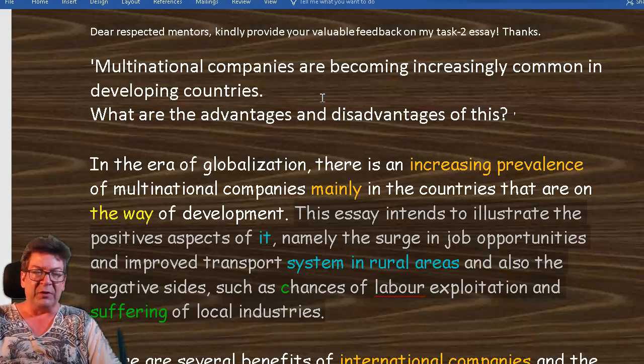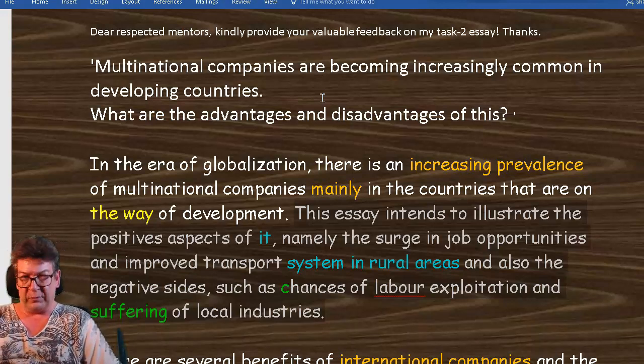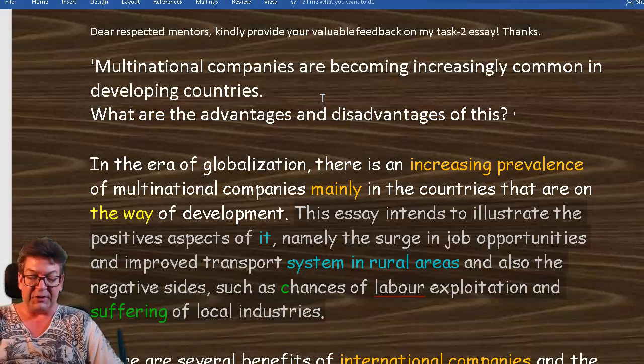You can repeat a few words in the questions. Or, you know, third world. It's not very politically correct these days. But countries that are on the way to development? No, not a collocation that you should use. This essay intends to. Does it intend to or will it? I suggest will, not intends to, if you're going to have this type of statement at all.